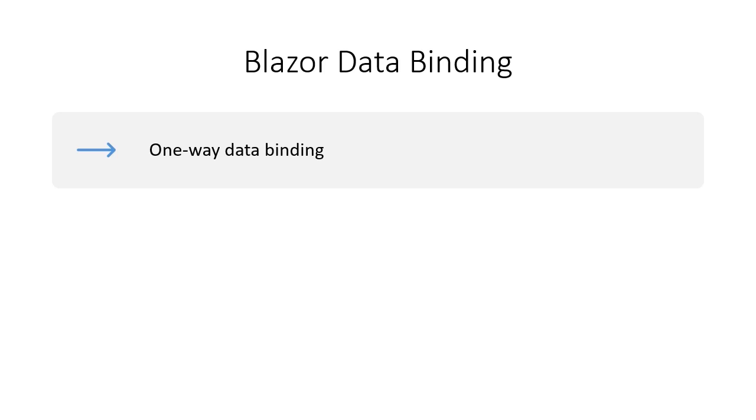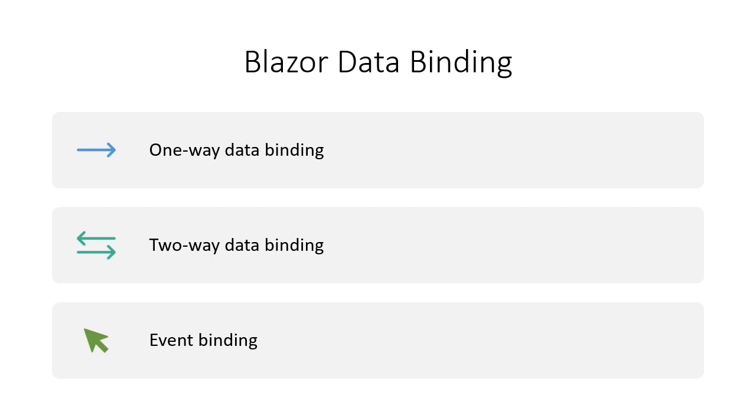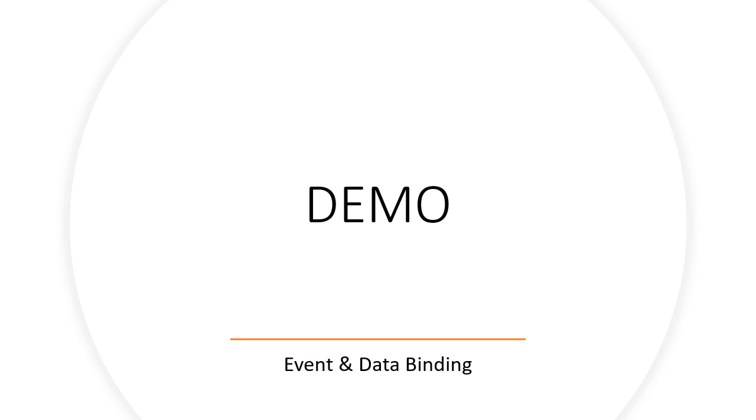The first way is the one-way data binding, and as the name already indicates, it's when data flows in only one direction. It can be, for example, from your code section to the markup section or the other way around. The second way is the two-way data binding, and in this case, the data flows in two ways. For example, it could be a field where you have data validation and you check for the data in real time. The third way is the event binding, and that's, for example, when you have a button click, an input change, etc. Now, let's go to Visual Studio and see event and data binding in action.